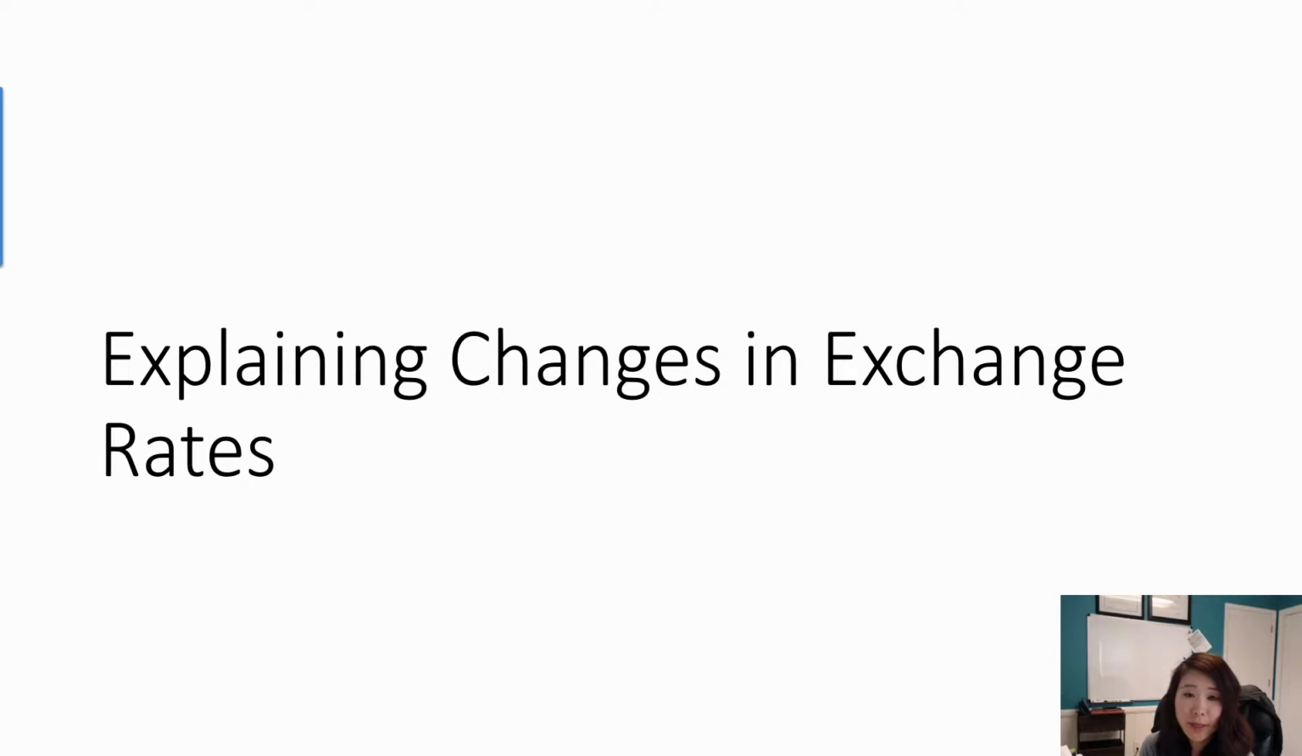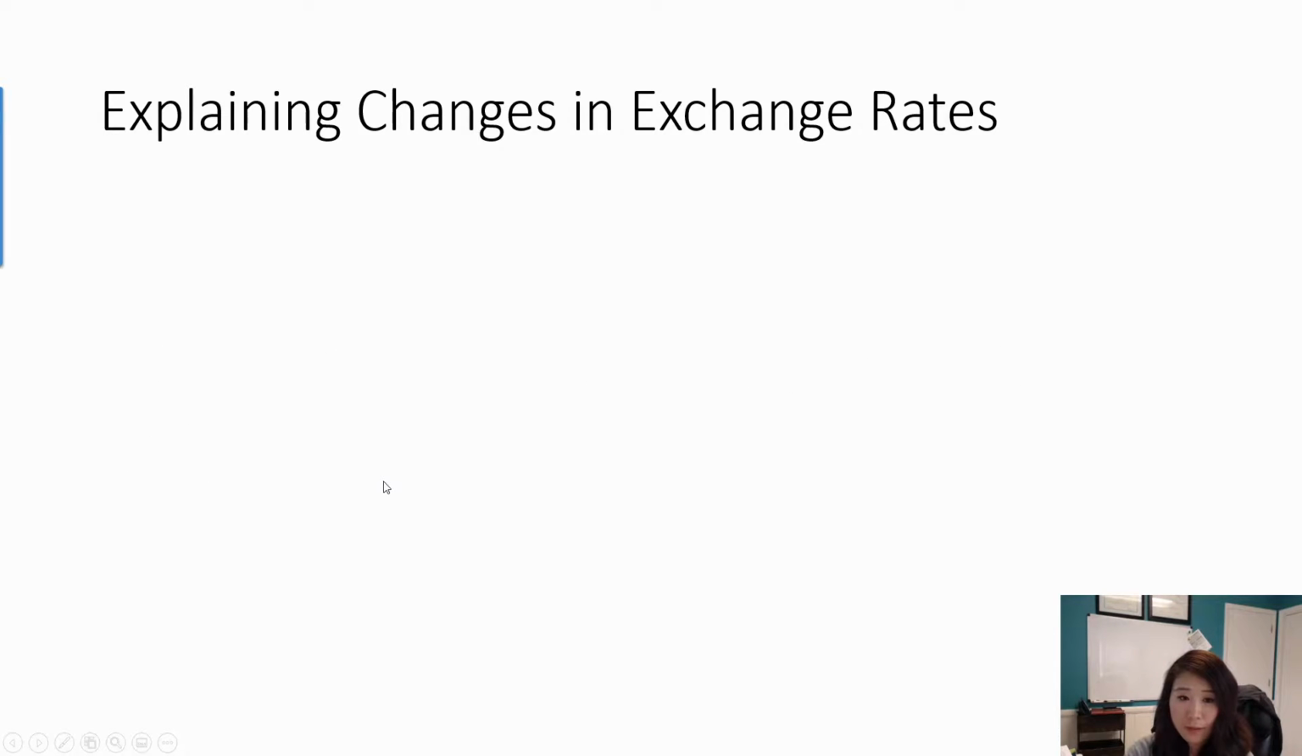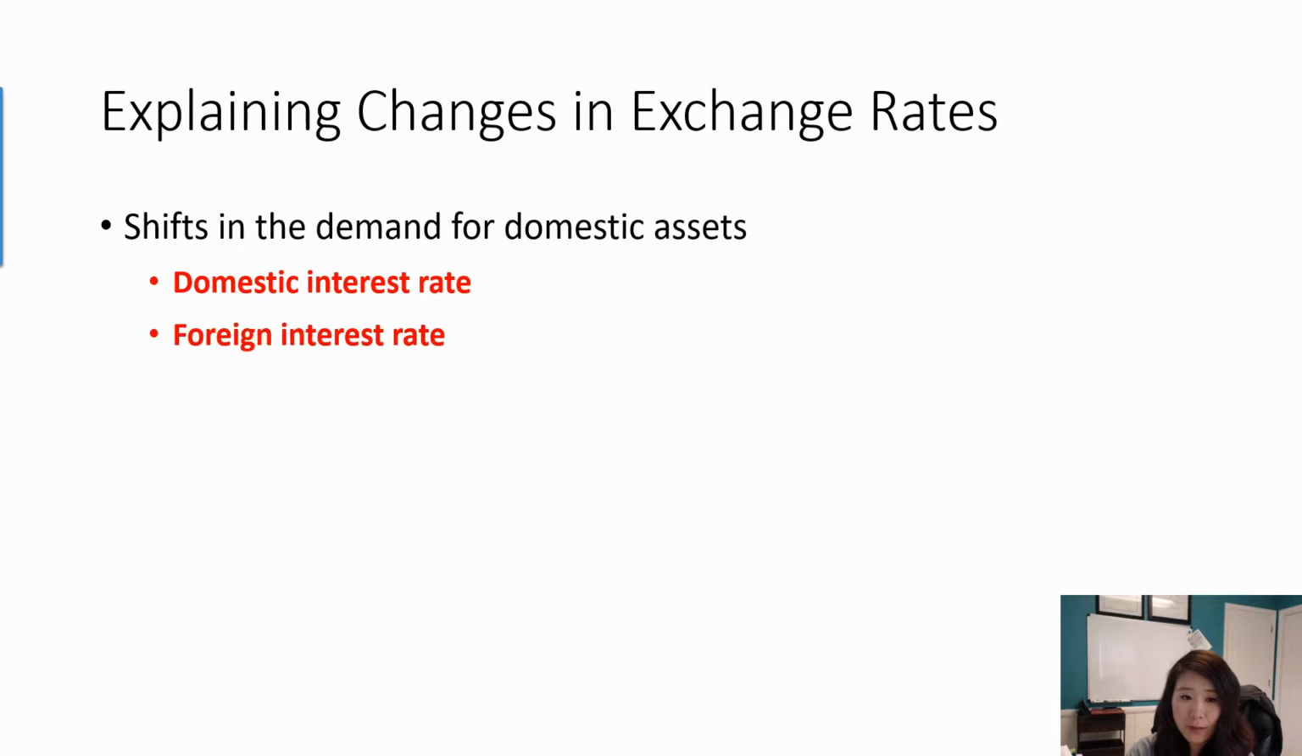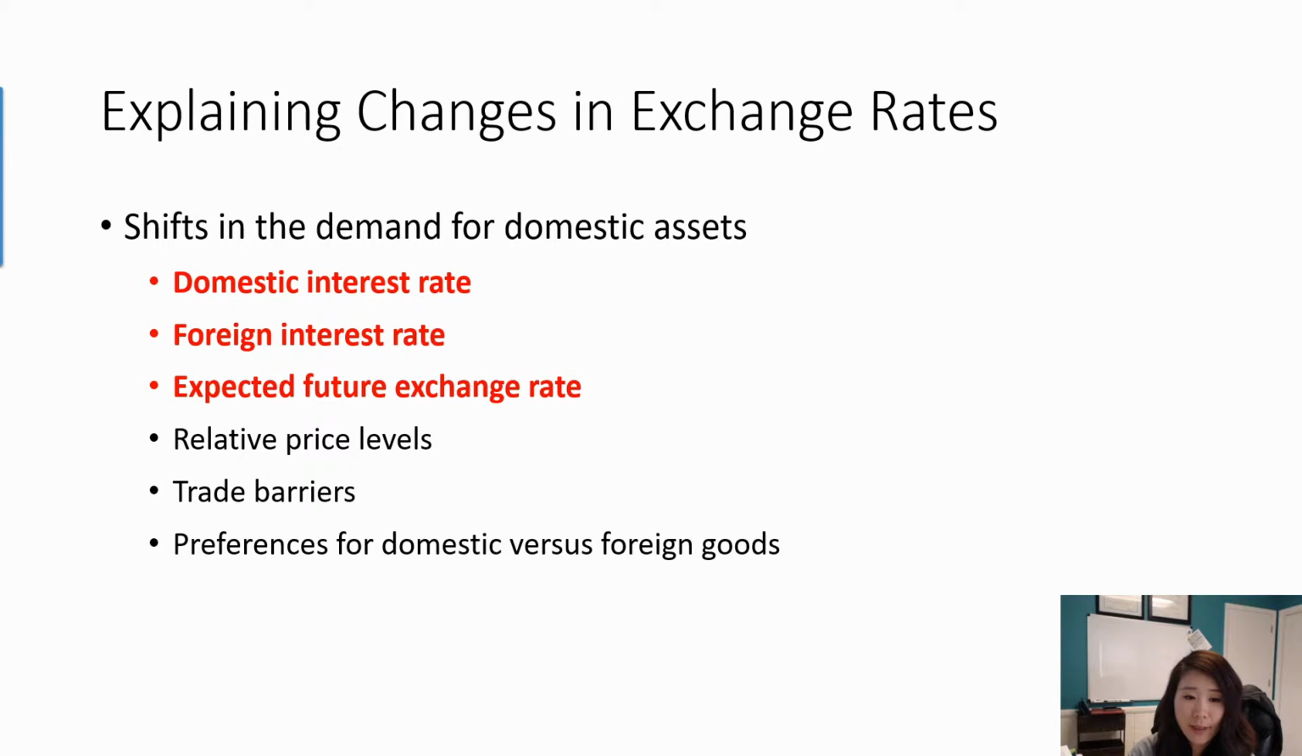So in this video, we're going to look at the determinants that shift our demand curve for dollar assets. The factors that can shift the demand curve of U.S. assets are the following: domestic interest rate, foreign interest rate, expected future exchange rate, relative price level, trade barrier, preference for domestic versus foreign goods, and productivity.